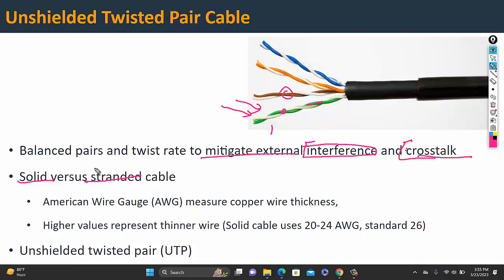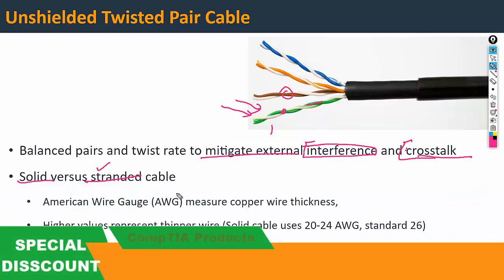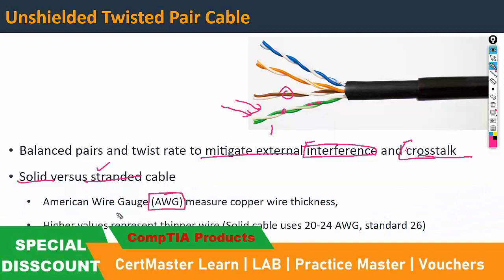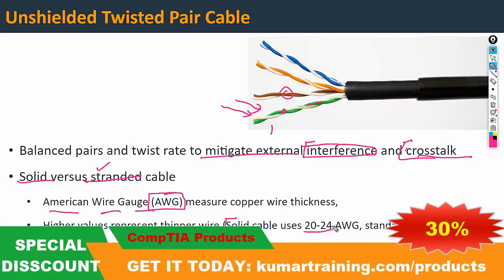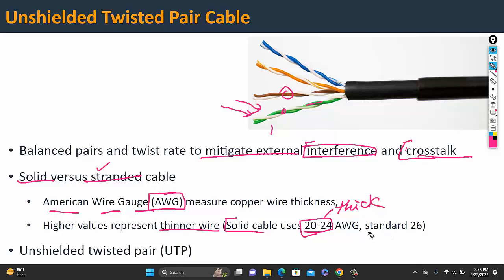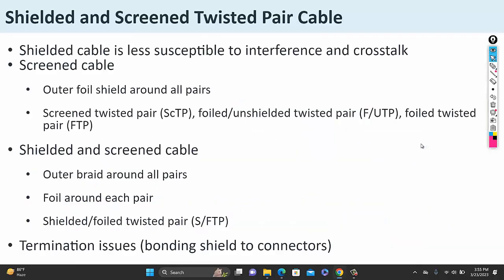There are two types of cable based on thickness and thinness, and there is a standard measurement defined, called AWG, American Wire Gauge. The higher value represents a thinner wire. Solid cable uses 20 to 24 AWG and is thick, and stranded cable uses AWG 26, which is thinner. So there are two types of twisted pair cables.